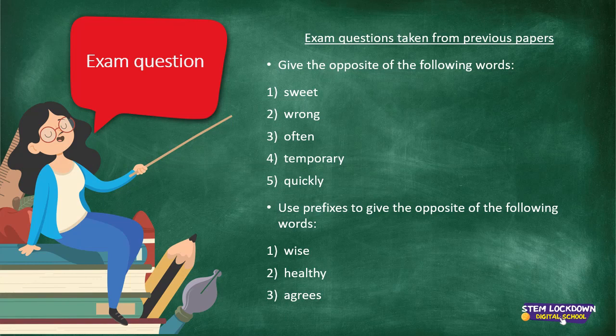And then for wise, if you add a prefix to the word wise, it has to provide an opposite meaning of wise. So what would that be? Yes, that would be unwise. Okay, so you would add un to have unwise. Okay, and then for healthy, same thing. You would add un to have unhealthy.